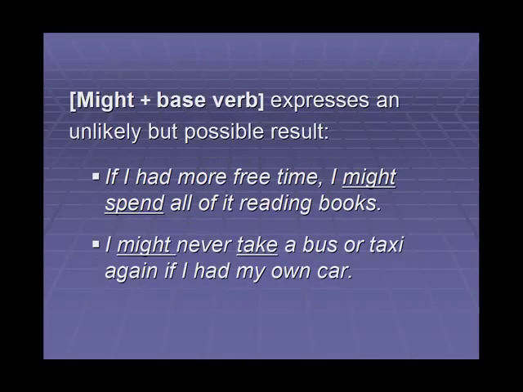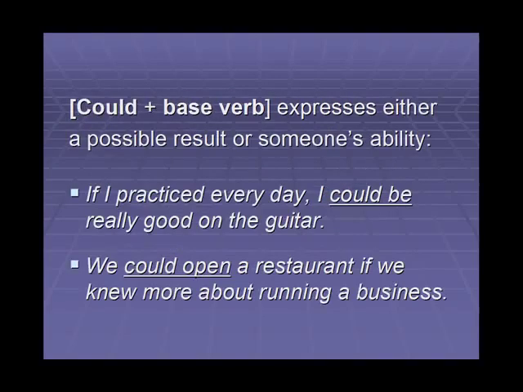In addition to would, there's might plus the base verb, and this expresses an unlikely but possible result. For example, if I had more free time, I might spend all of it reading books. Or, I might never take a bus or taxi again if I had my own car. Could plus the base verb expresses either a possible result or someone's ability. Examples, if I practiced every day, I could be really good on the guitar. We could open a restaurant if we knew more about running a business.